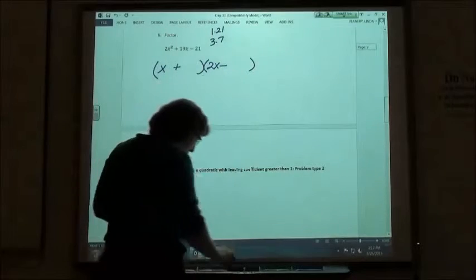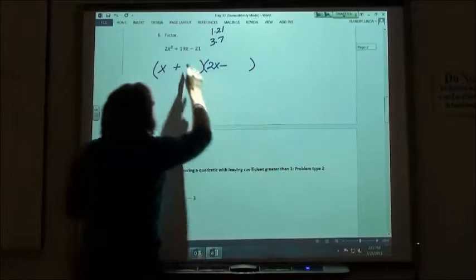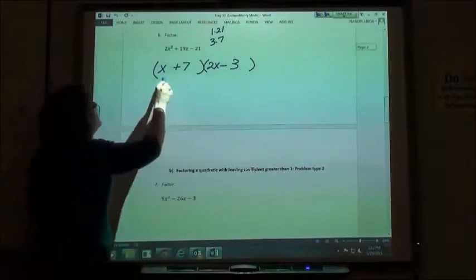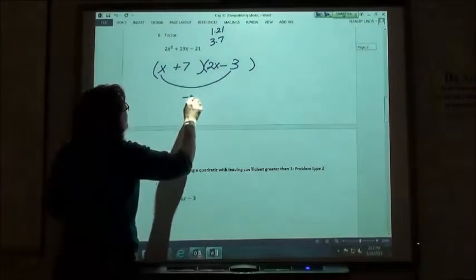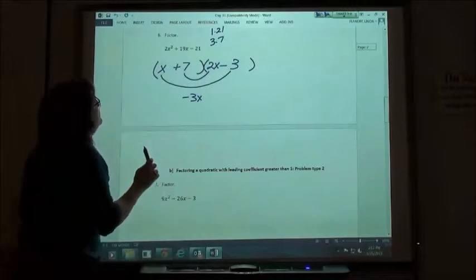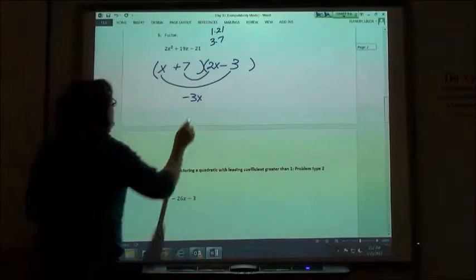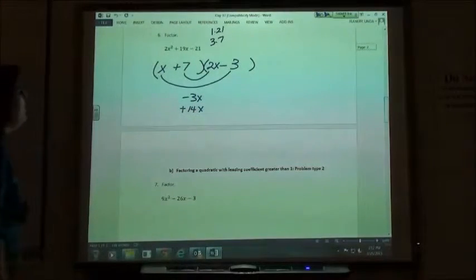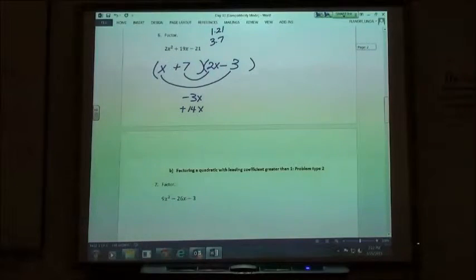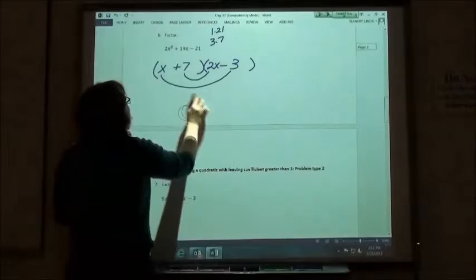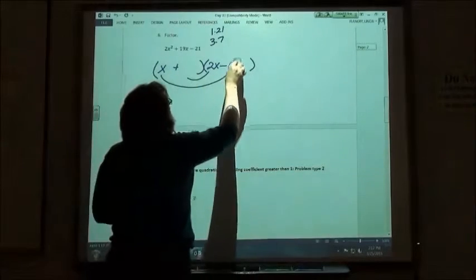So I try them the other way. I'm going to put my 7 here and my 3 here. And then I'm going to check it out. X times negative 3 is negative 3x. 7 times 2x is 14x. That's not working out because that's only 11x. So now I've got to try the next pair. So I go to the 1 and the 21.